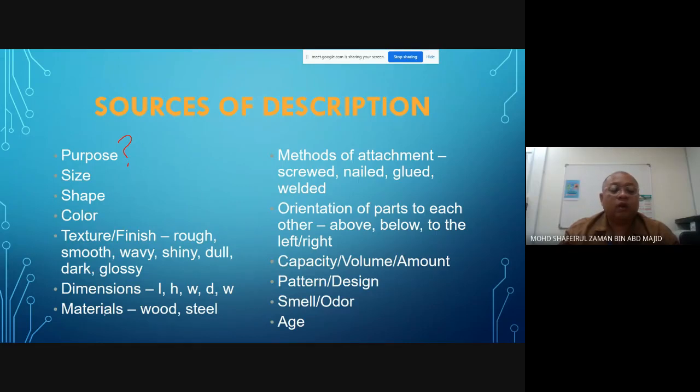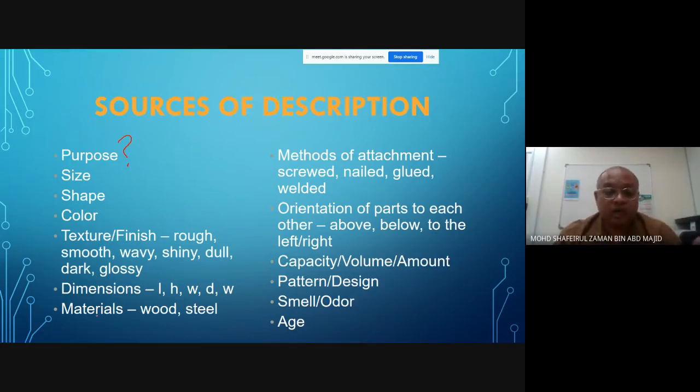And what are the materials used to produce the product? Let's say you are going to describe an electric kettle, for example. Maybe the body part is made using plastic, but the handle is made using metal, for example, or aluminium. So you need to be very specific. If your task is to describe that particular part, which is the handle, you are going to use different sources of description.